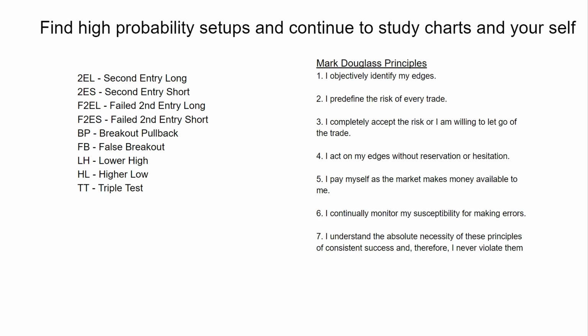but you also have to incorporate the psychological stuff, and Mark Douglas gives some great principles about it. 1, I objectively identify my edges. 2, I predefine the risk of every trade. 3, I completely accept the risk or I'm willing to let go of the trade. 4, I act on my edges without reservation or hesitation. 5, I pay myself as the market makes money available to me. 6, I continually monitor my susceptibility for making errors. 7, I understand the absolute necessity of these principles of consistent success, and therefore I never violate them.